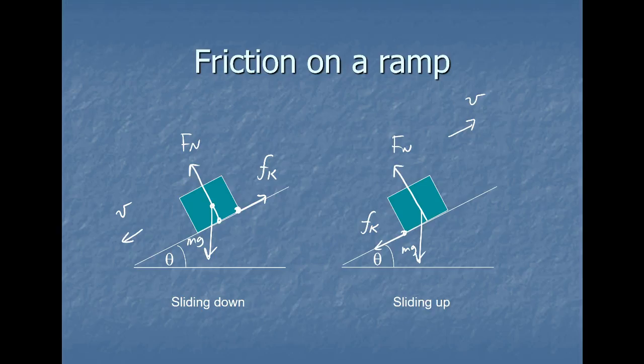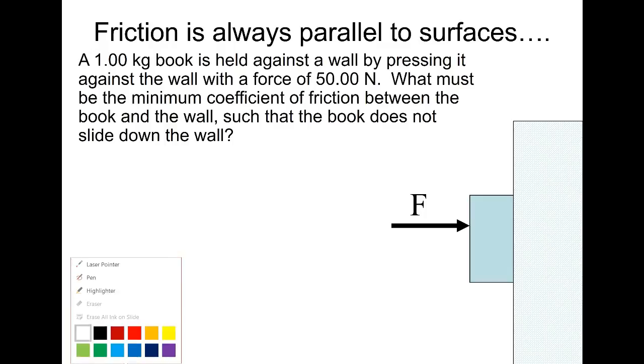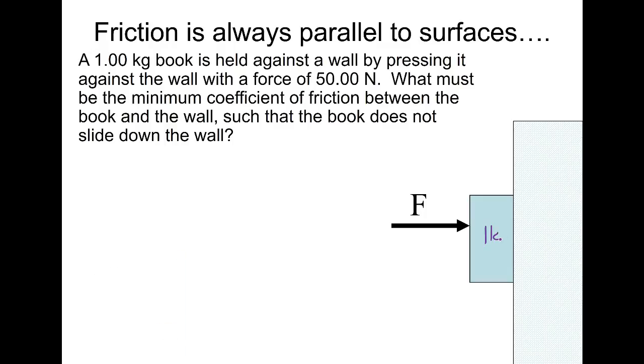in this example. So imagine that we have a 1 kilogram book that's being held against a wall by pressing it with a force of 50 newtons. What must be the minimum coefficient of friction between the book and the wall such that the book does not slide? So we're looking for mu s.